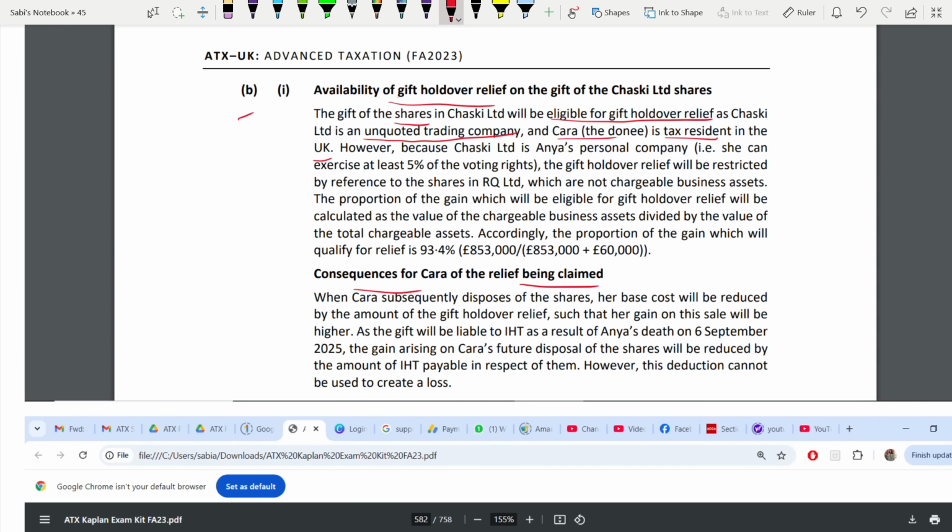But you always have to see the percentage, how much they are holding when you are gifting a share, the entire share. Because this company is Ananya's personal company, she can exercise at least 5% of the voting rights. If you see at least 5%, that means it's a personal company. So if it's a personal company, your gift holdover relief will be restricted by reference to the shares in RQ Limited. And they are investment assets. That's why they're not chargeable business assets. Anything to do with investment will not be chargeable, only trading assets.